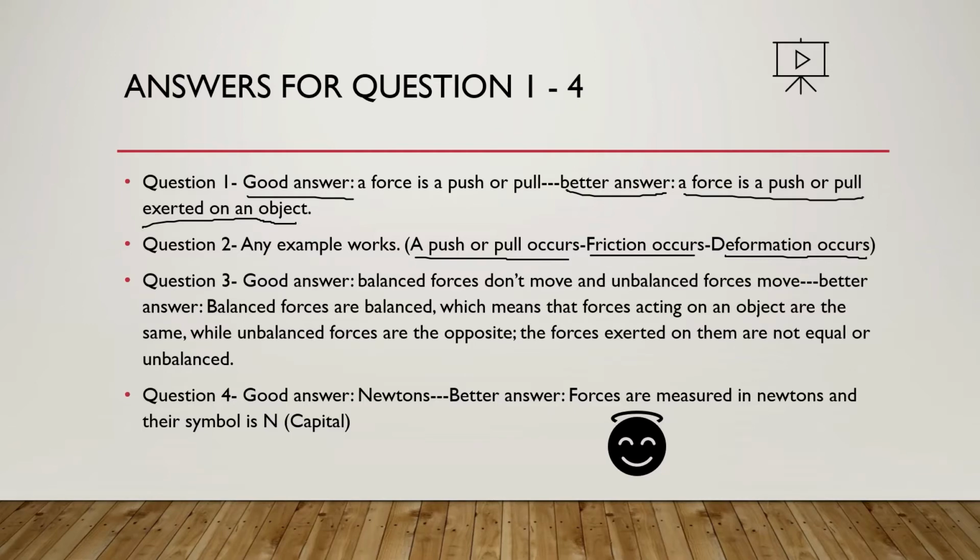For question 3, straight to the better answer. Balanced forces means that forces acting on an object are the same, while unbalanced forces are the opposite, which means that the forces exerted on them are not equal, or unbalanced. Question 4: forces are measured in newtons, and the symbol is N, which must be a capital letter.